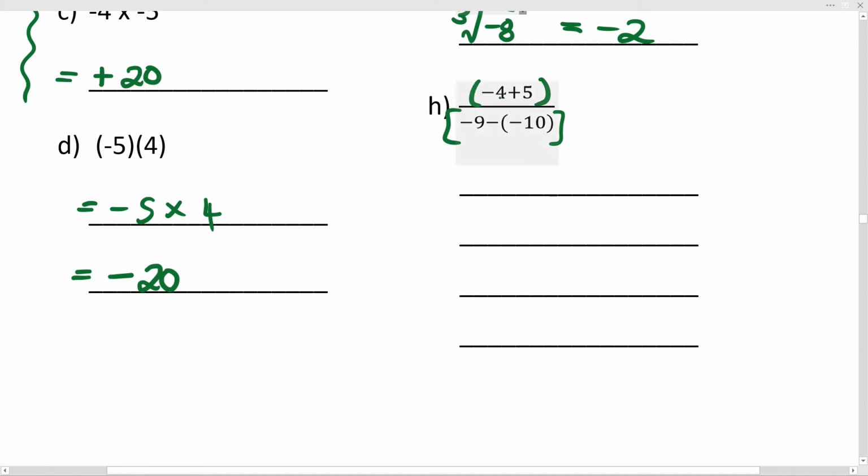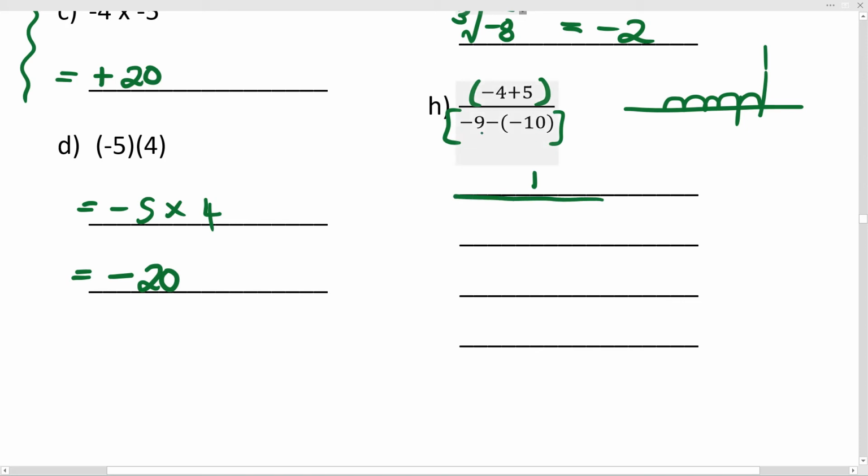Okay, -4 plus 5, we did something like that a bit earlier. -4 plus 5, I'm going to be on this side of the number line, and I'm going to go 1, 2, 3, 4 to get to 0, and then I'm going to go another one, and that's going to be at +1. Okay, -4 plus 5 is 1, so I've sorted out the numerator.